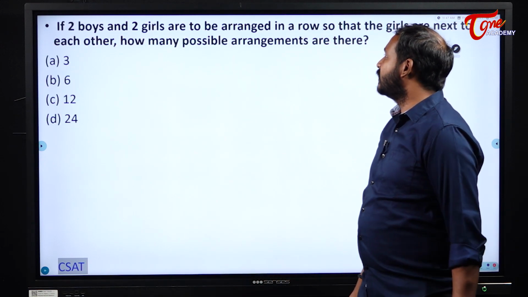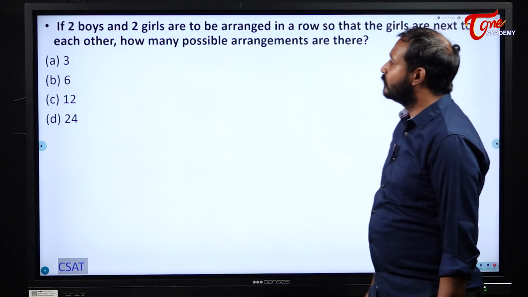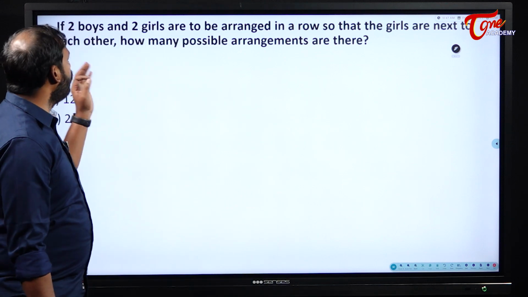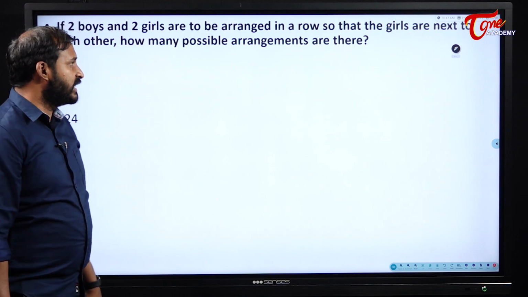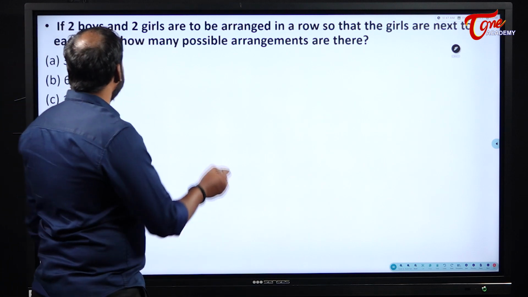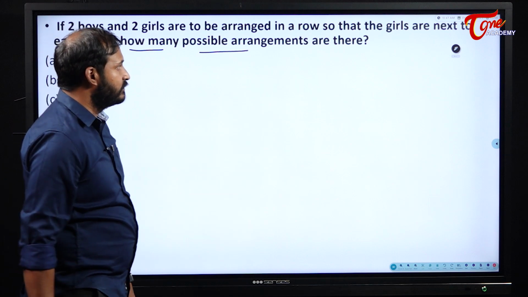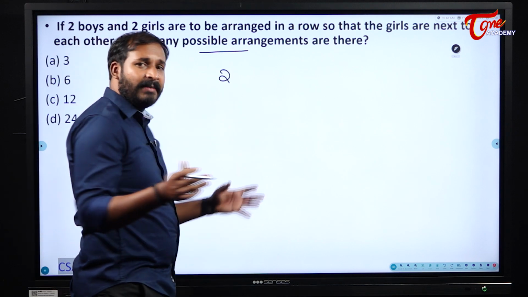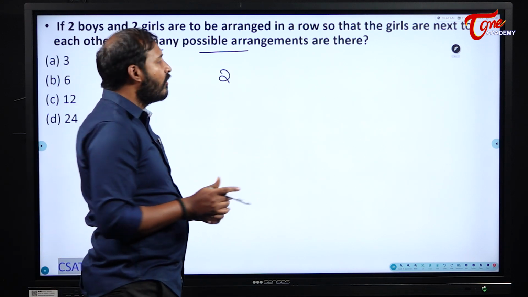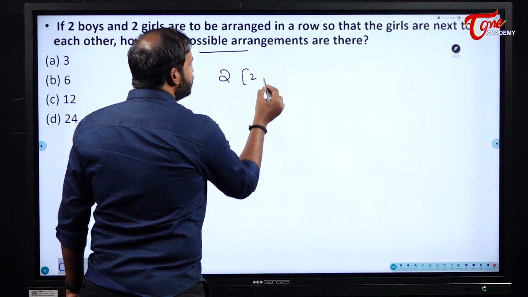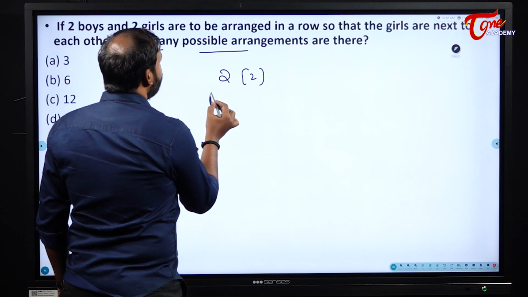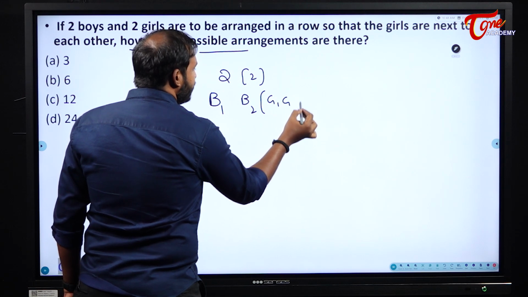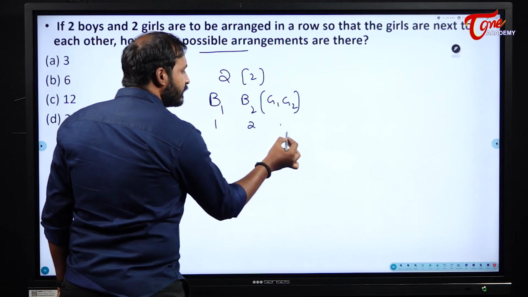Now see here. If 2 boys and 2 girls are to be arranged in a row so that the girls are next to each other, how many possible arrangements are there? Okay. Now what they are telling us here is 2 boys and 2 girls are to be arranged in a row such that the girls are next to each other. Now we already know combining of letters. We have seen, right? Always the girls should come together means I will take that girls group as a single one. So what I will take here is boy 1, boy 2 and the girls group as a single one. So 1, 2 and 3.